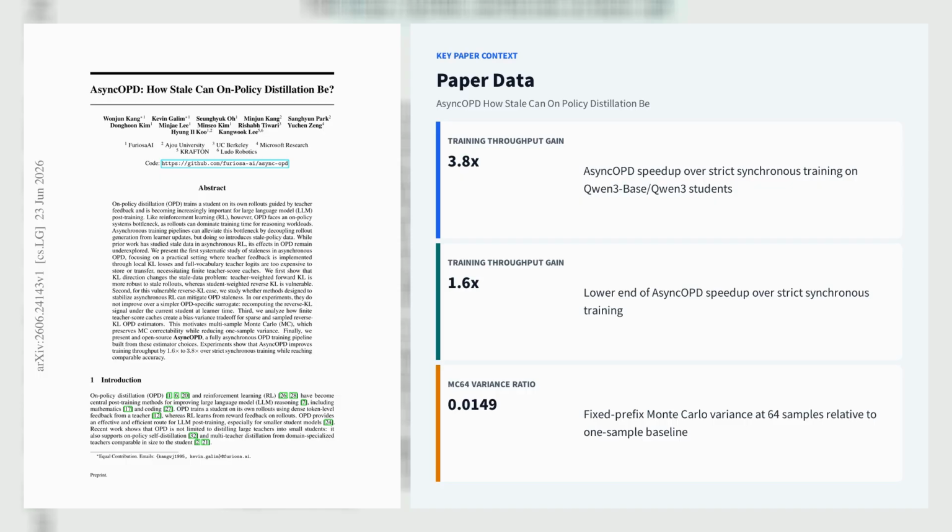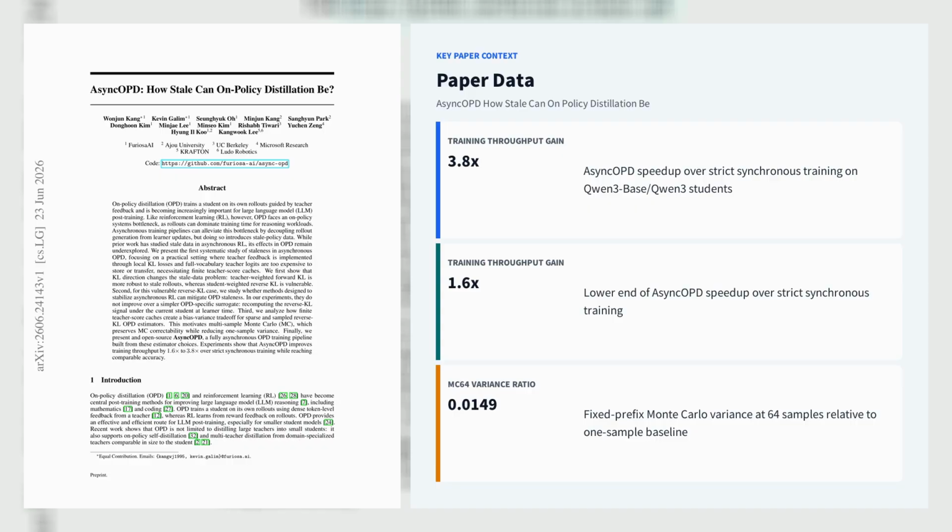The paper shows that KL direction fundamentally changes the stale data problem. Forward KL is teacher-weighted and stays comparatively robust as rollout lag grows, while reverse KL is student-weighted and degrades faster. For reverse KL, the strongest correction is not a complex asynchronous RL surrogate such as decoupled PPO or M2PO, but a simpler OPD-specific estimator that recomputes the advantage of theta at learner time and removes PPO clipping.